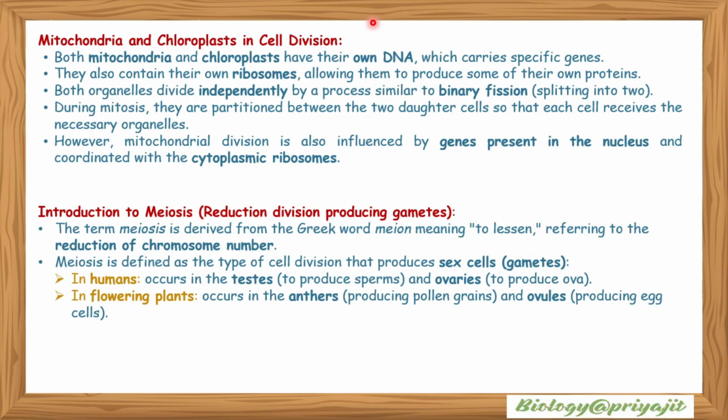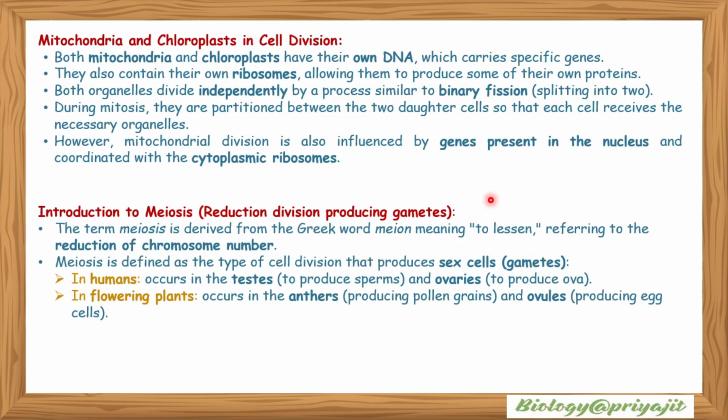Mitochondria and chloroplasts in cell division. During cell division, both mitochondria and chloroplasts have their own DNA which carries specific genes. They also contain their own ribosomes, allowing them to produce some of their own proteins. These organelles divide independently by a process similar to binary fission, that is splitting into two. During mitosis, they are partitioned between the two daughter cells so that each cell receives the necessary organelles. However, mitochondrial division is also influenced by genes present in the nucleus and coordinated with the cytoplasmic ribosomes.